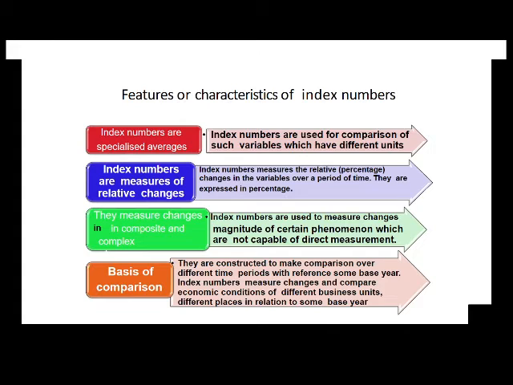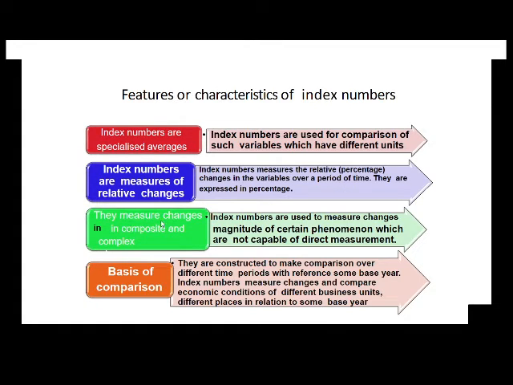Index numbers are specialized averages. Index numbers are used for comparison of such variables which have different units. Index numbers are measures of relative change. Index numbers measure the relative, that means percentage changes in the variables over a period of time. They are expressed in percentage.